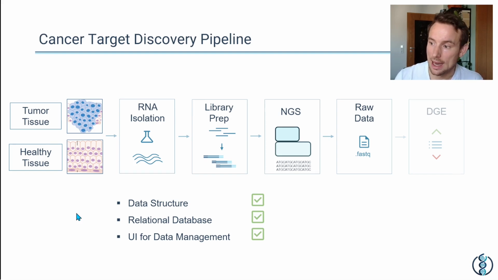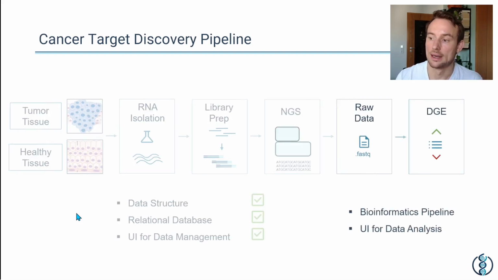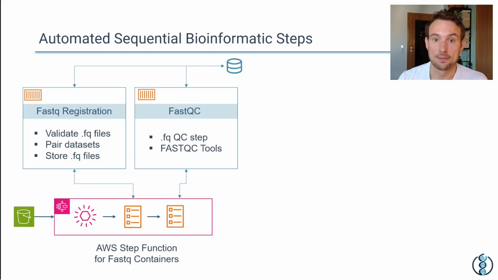What we'll look at now is how we can go from the actual raw data or FASTQ files to the differential gene expression, which involves the bioinformatics steps that we need to analyze our data. And we will also see how we can integrate the data analysis steps in our user interface and explore the results. So the data analysis is made up of 4 steps that start with uploading the FASTQ files into an input S3 bucket until getting a list of differentially expressed genes.